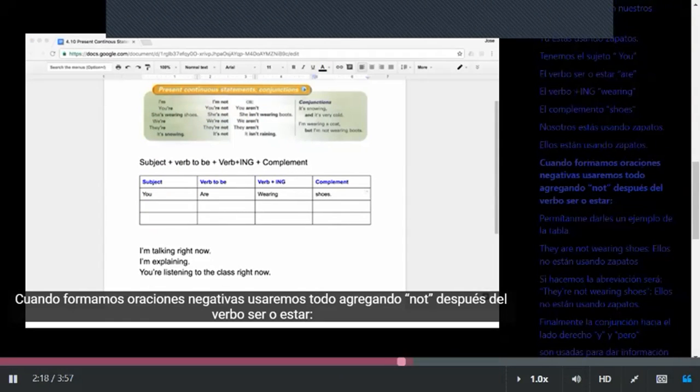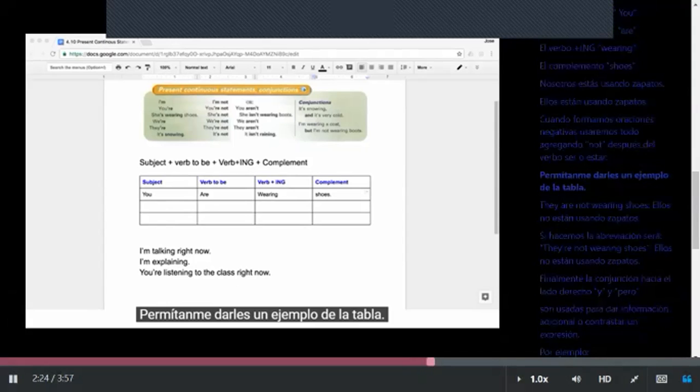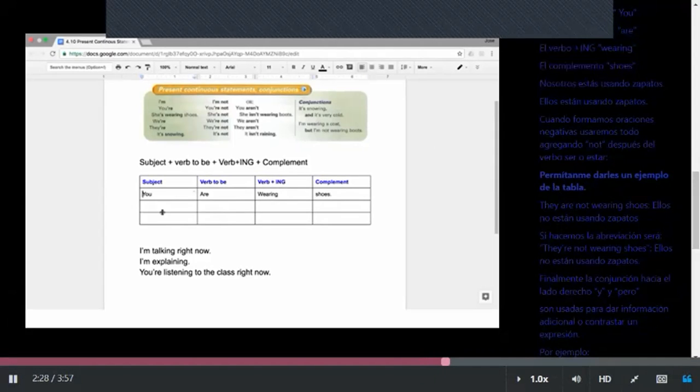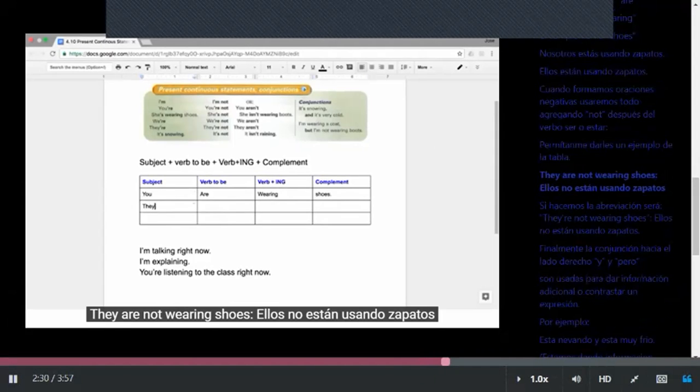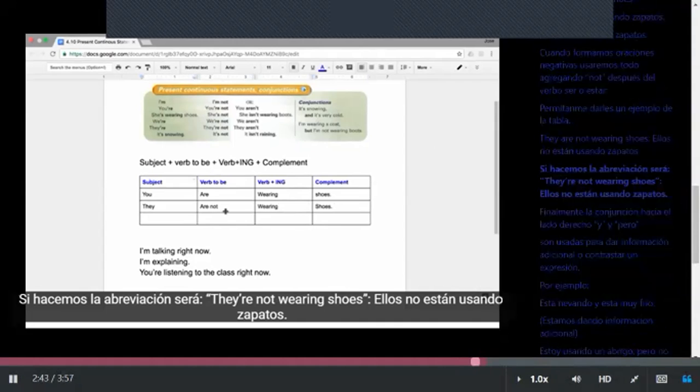When forming negative statements, you will just add not after the verb to be. Let me give an example on the chart. They are not wearing shoes. If we made the contraction, that'll be, they're not wearing shoes.